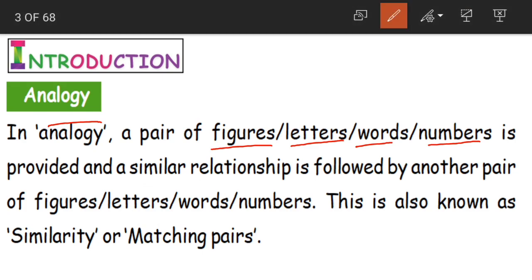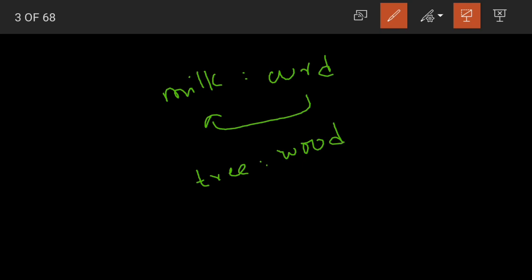What does analogy mean, children? Suppose we are given a pair, or let us take the example of milk and curd. We get curd from milk. Yes children. So in the same way, if I say tree, what do we get from tree? We get wood, or you can also say we'll get fruits or vegetables. Yes, so this is the similarity between the given two pairs of words.